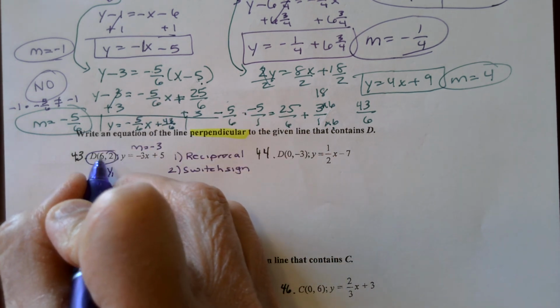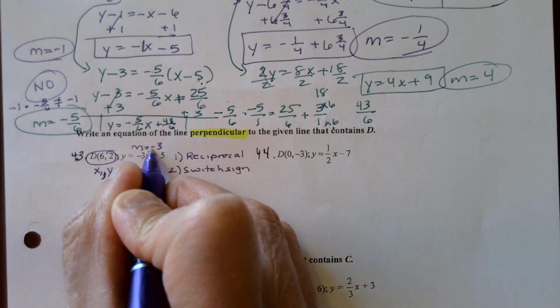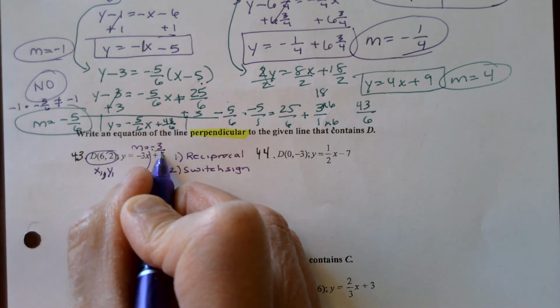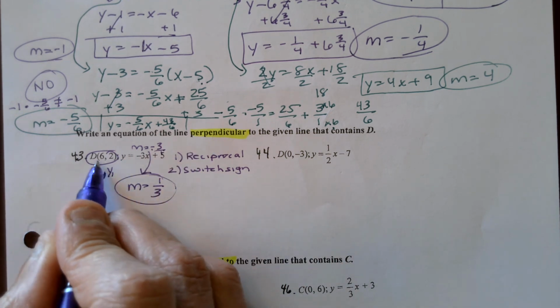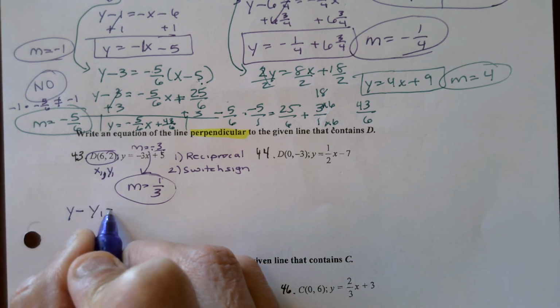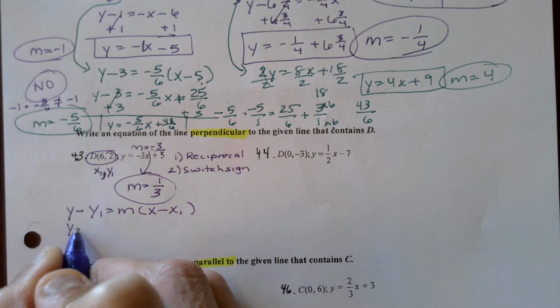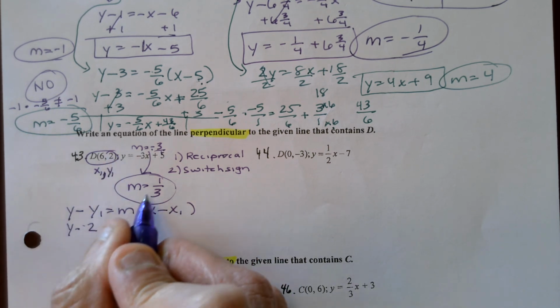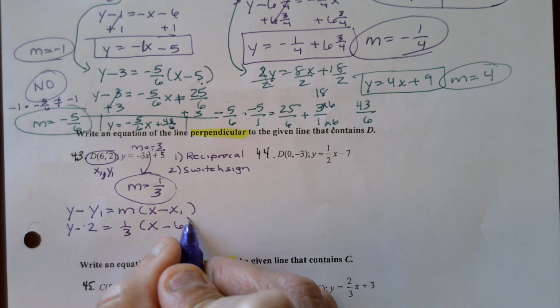So I have this point, and now I'm going to have the slope of what? Change the sign so it's positive and flip it, 1/3. Okay. Now I just need to plug it in. Y minus y1 equals slope times x minus x1. Y minus y1 is 2 equals slope times x minus x1, which is 6.